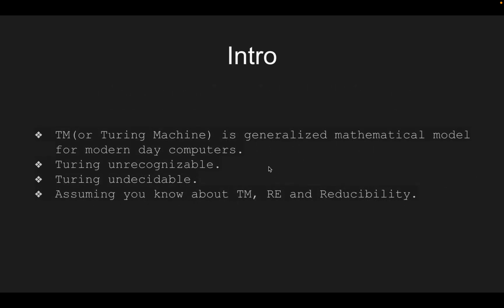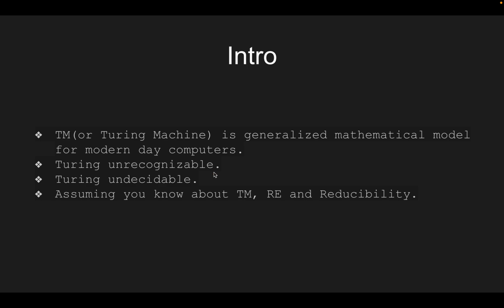So before that, what is a Turing machine? A Turing machine is a generalized model for any modern day computer. Anything that we can do with our modern day computers, we can also do with a Turing machine. Even though this mathematical model is such a powerful one, there are some problems which can't be solved even using a Turing machine. Those are called Turing unrecognizable. That's a topic for another day.